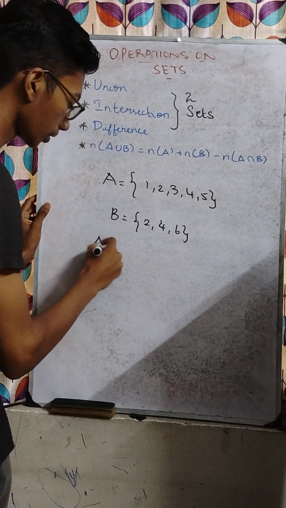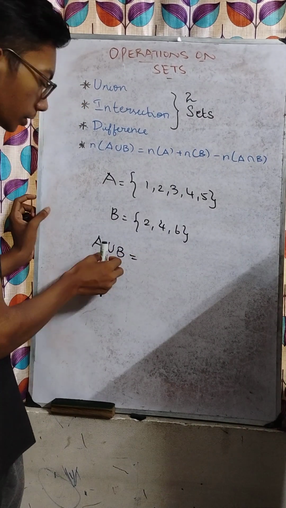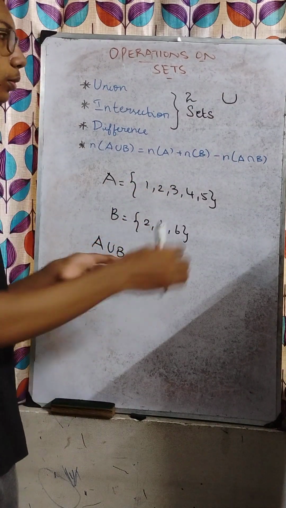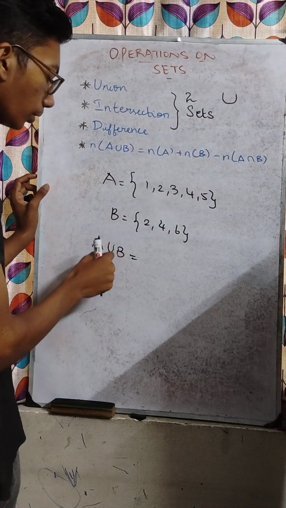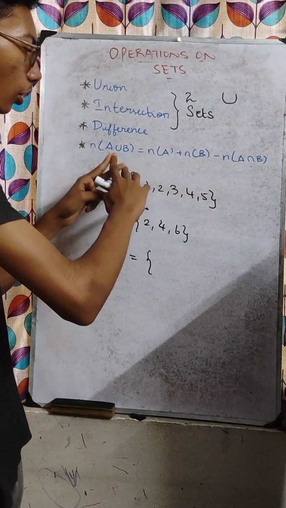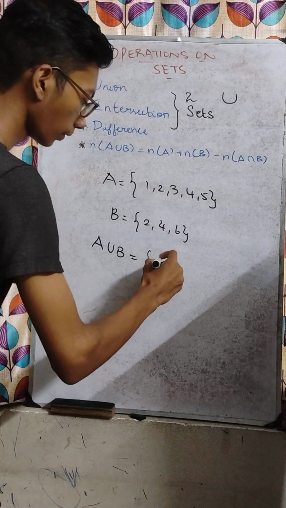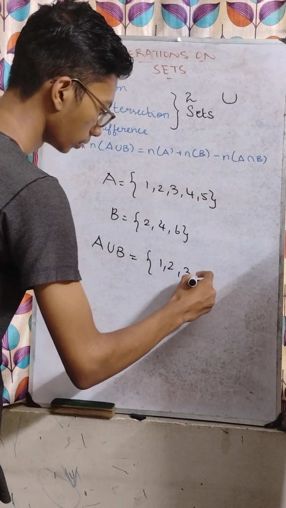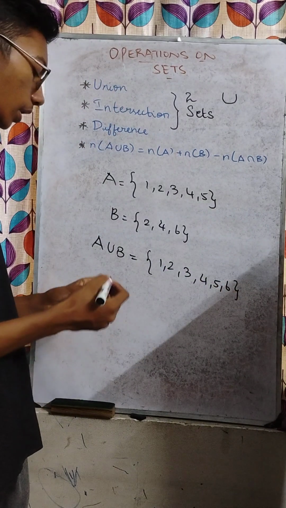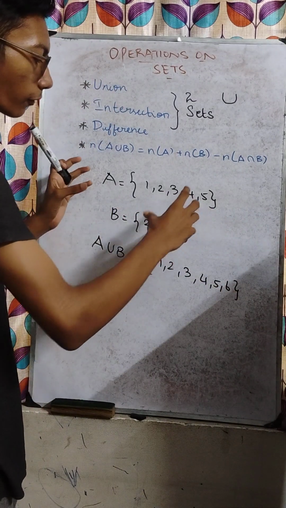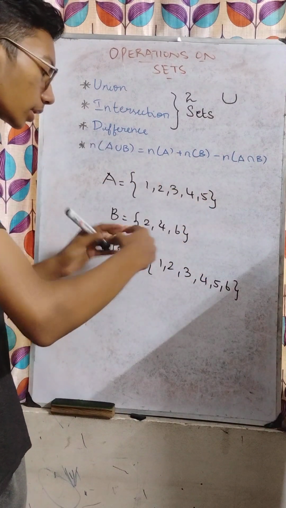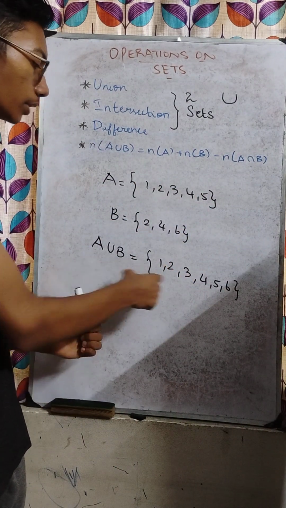So what union means is, this is the symbol for union. It is like a capital U. A union B is equal to just all the elements in A and B. So if we write it like this, 1, 2, 3, 4, 5, 6. So this is A union B. That is, whatever the elements in A and B are, we have to get that as a set. So that is A union B.